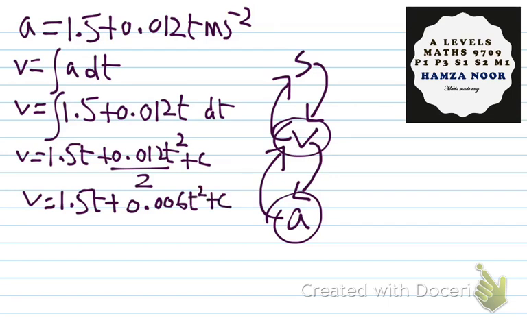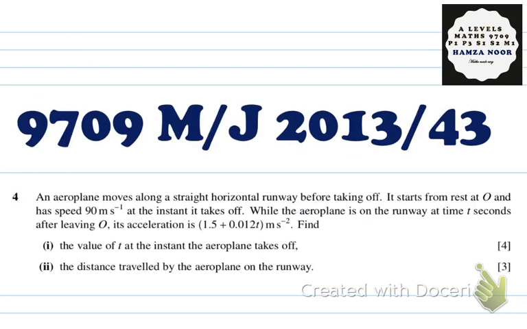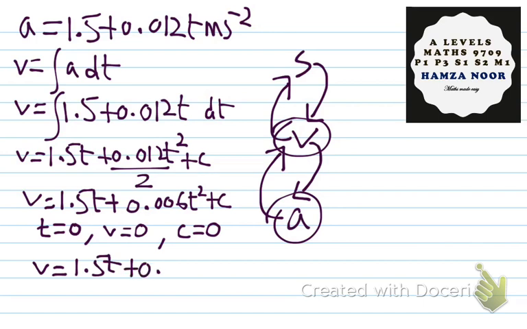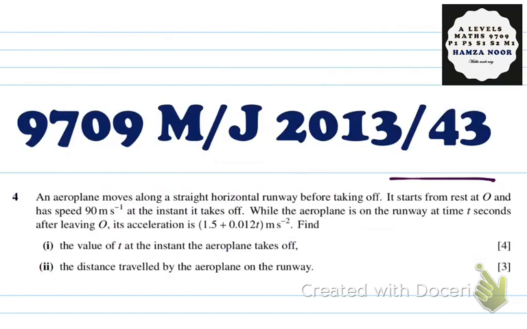And plus c. The question says that it starts from rest at O. Obviously at rest the time will be equal to 0, and this also means that the initial speed will be equal to 0. So if you put 0 in this equation, the constant c will also be equal to 0. So the equation of the velocity is 1.5 t plus 0.006 t squared.